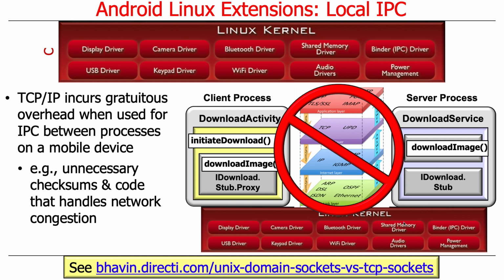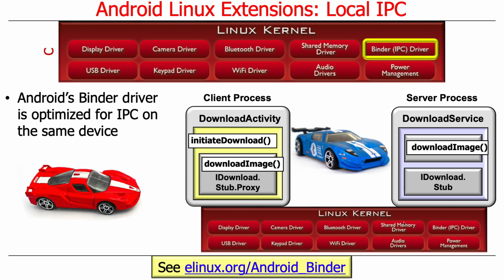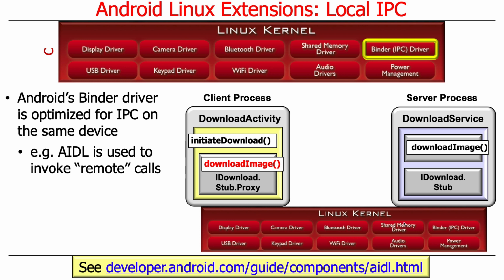There are also unnecessary checksums because it's very unlikely that you're going to have your bits corrupted. And you don't need to handle network congestion. So there's lots of stuff you don't need if you're talking between apps or between apps and services on the same device. So to make this work better, they have this thing called the binder driver, which is in the kernel somewhere. There it is right there. And it's optimized for inter-process communication on the same device.